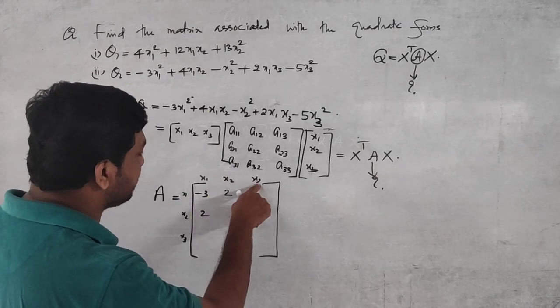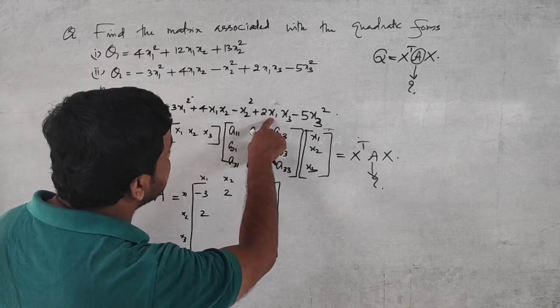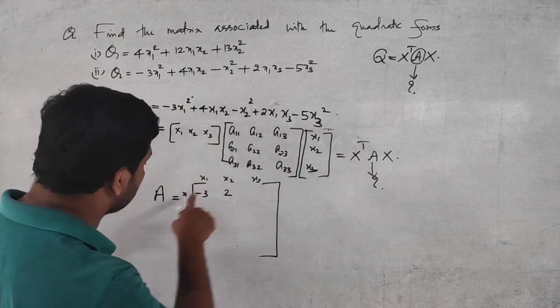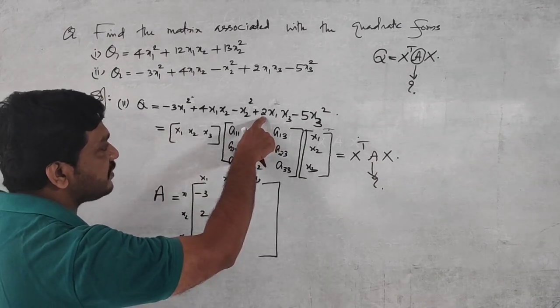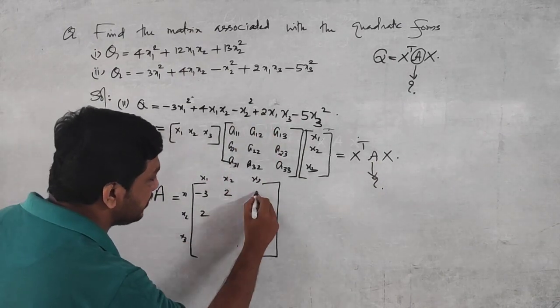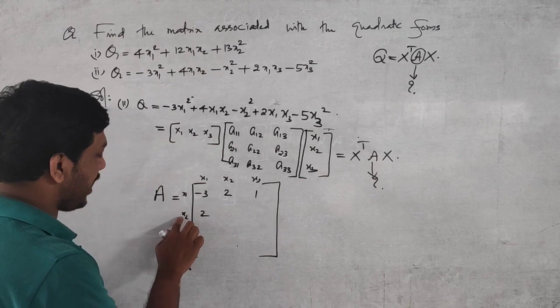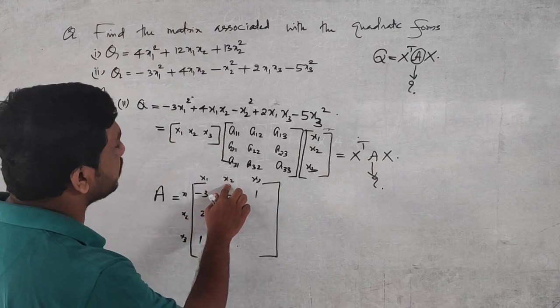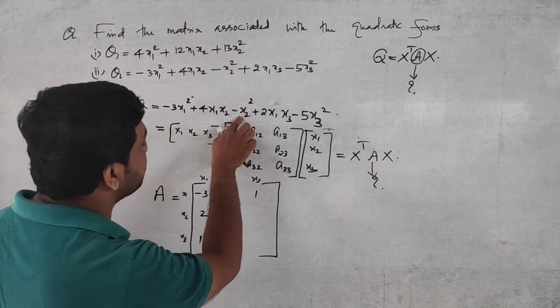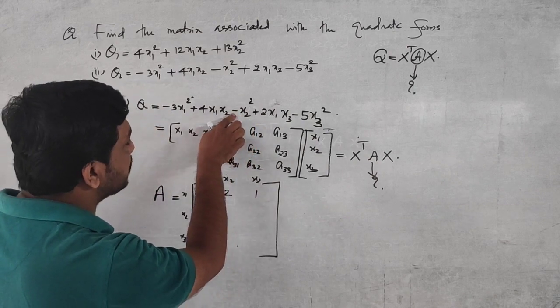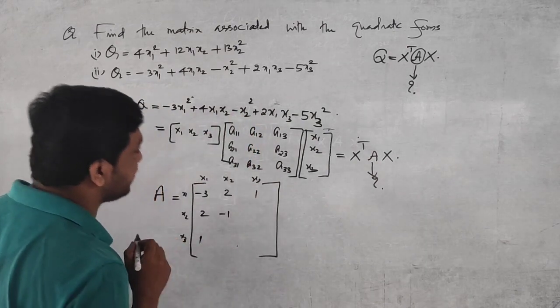And here is x1x3. This is the coefficient of x1x3. Since the occurrence of x1x3 and x3x1, take the half of the coefficient 2 and place here and here. This is 1 and 1. And x2 square. There is only 1 x2 square term, and the coefficient of x2 square is minus 1. So place here minus 1.